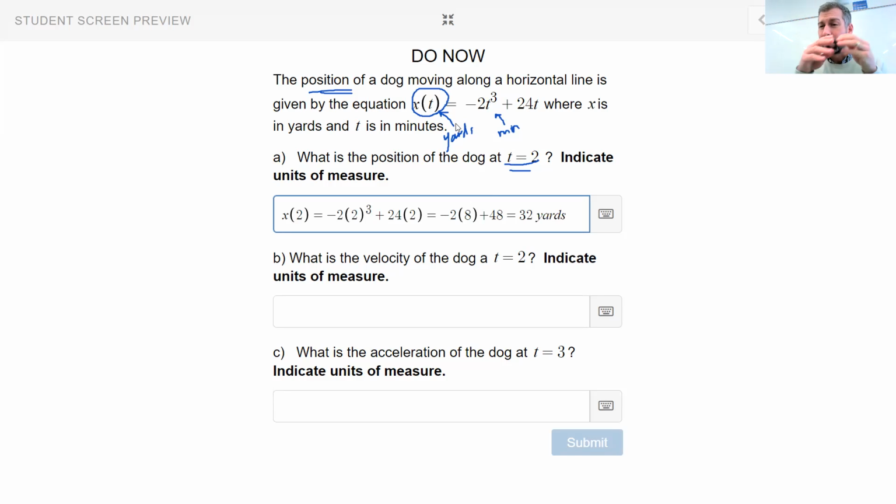And remember, a positive position tells me how far away that dog is, maybe from the start. All right, so 32 yards away, perhaps.